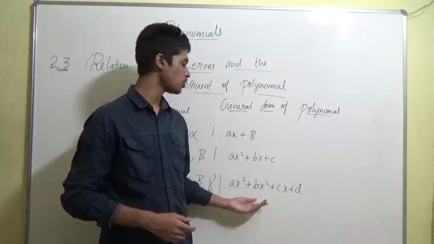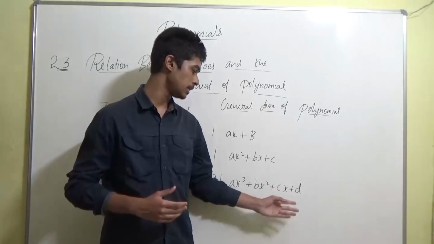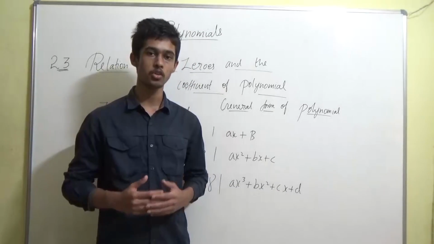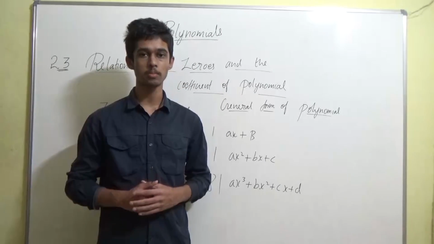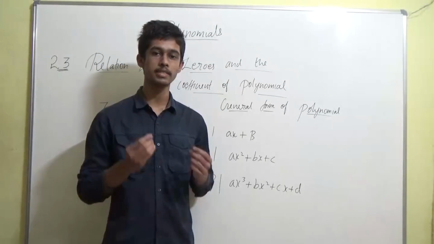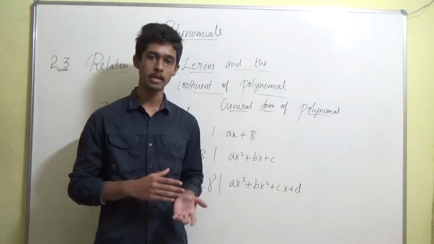And in a cubic polynomial, it follows the same trend. If you ask me what is the constant term, I would say it's d. If you ask me what's the coefficient of x square, I would say it's b. So I hope you have understood the concept of coefficient. Coefficient is that number. It can be 3, it can be 4, it can be 5, it can be minus 1, it can be minus 2.